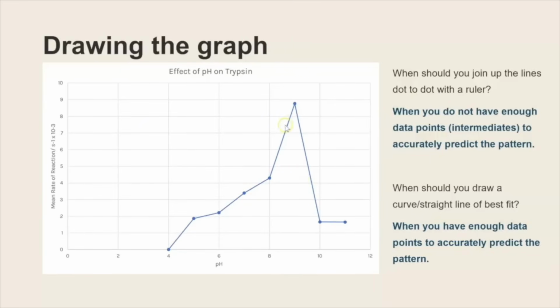So for example, on this one, if we did a curve, we would then have to predict which of these points we were going to have the curve most close to, and therefore we're predicting which is more accurate. It'd also be assuming that 9 was definitely the optimum, not 9.5 or 8.5. So dot to dot for this one.